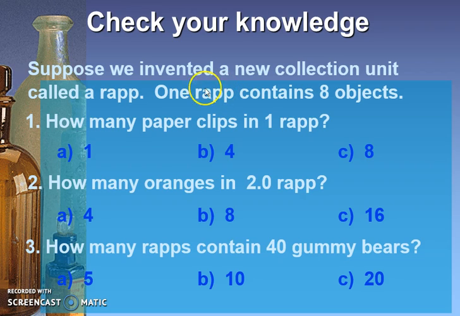So if we invented a new collection called a wrap, 1 wrap contains 8 objects. How many paper clips in 1 wrap? We would have 8 paper clips. How many oranges in 2 wraps? 2 times 8 is 16. And how many wraps would we have if we have 40 gummy bears? 40 divided by 8 is 5.